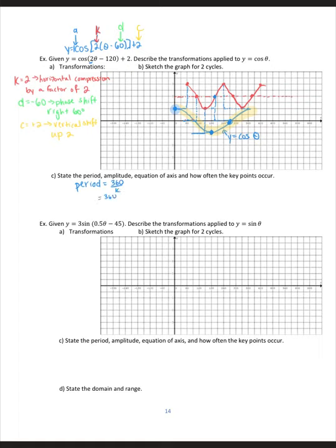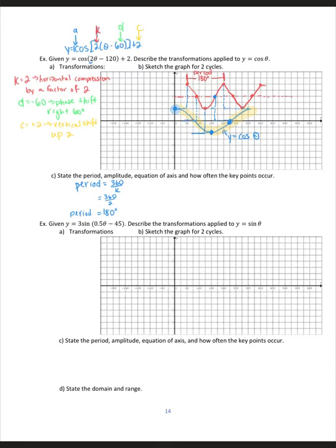All right, and our k value in this case is 2. So our period is 180 degrees. And if we wanted to check that, if we wanted to see what our period is, well, the cycle starts at 60 and it ends at 240. So 60 to 240, that's 180 degrees. That's our period. Okay, so you could see that by looking at the graph.